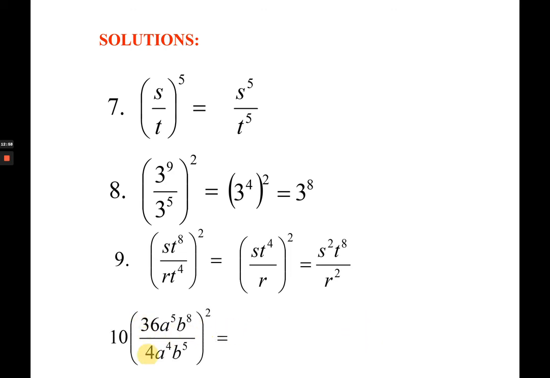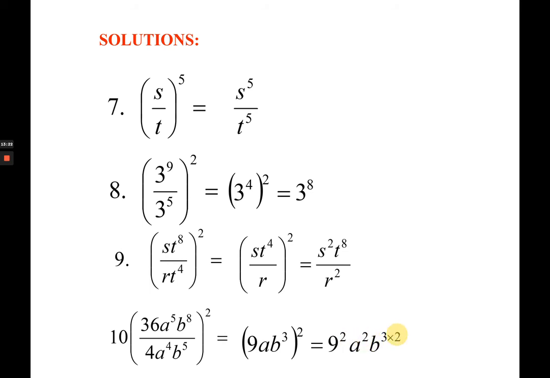So I guess we are going to simplify first. 36 divided by 4 is actually 9. 5 minus 4 is 1. 8 minus 5 is 3. See, before you're distributing your power. So you have 9 squared, a squared, 3 times 9 squared is 81.